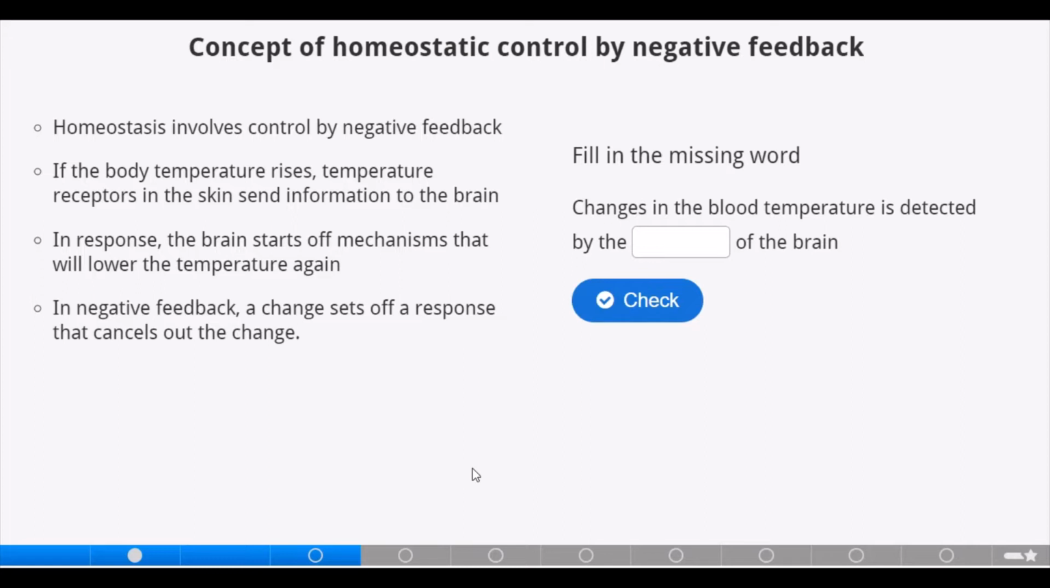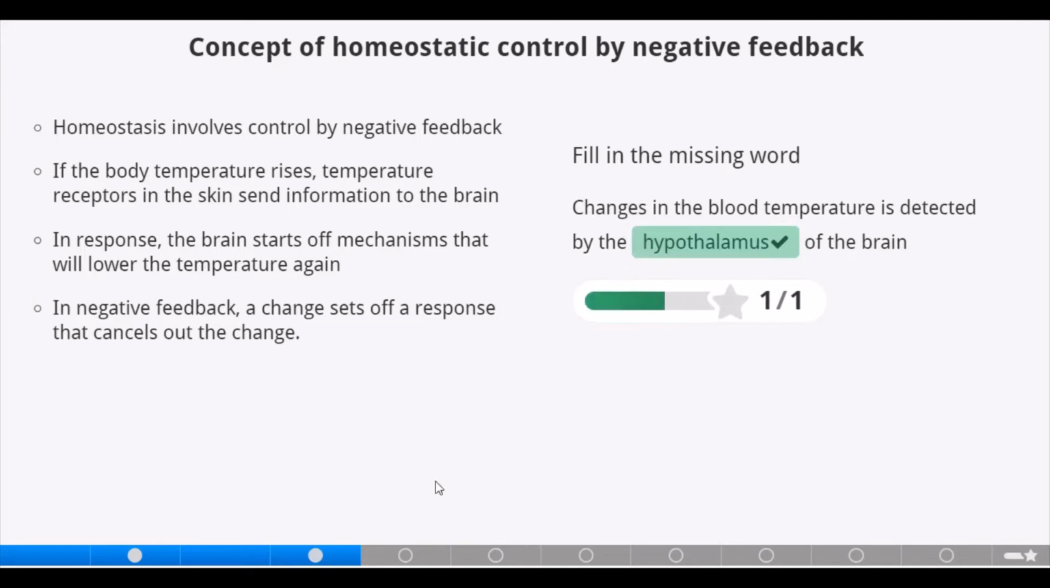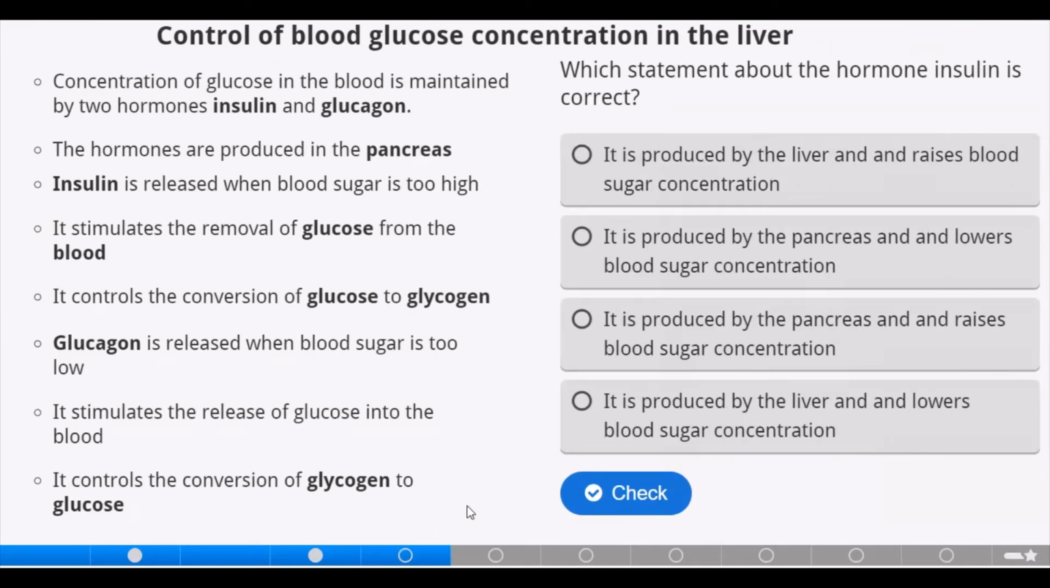Fill in the missing word. Changes in the blood temperature are detected by the dash of the brain, by the hypothalamus of the brain. And that was correct. Thank you.